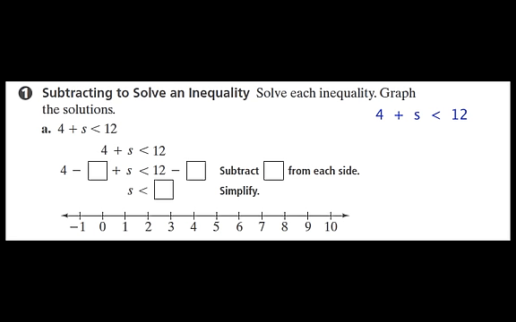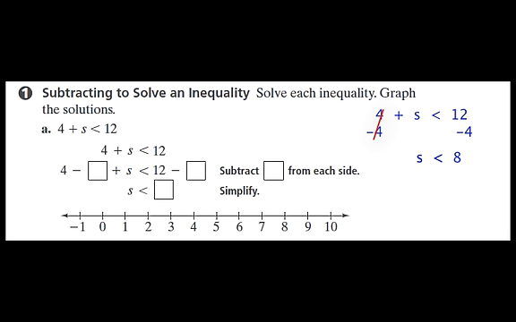What's happening in this inequality is 4 is being added to s. So to undo that, to get s by itself, we're going to subtract 4 from both sides of the inequality. When we do that, the 4's on the left cancel each other out, so you're left with s. On the right-hand side, you have 12 minus 4, which equals 8. So s is less than 8.